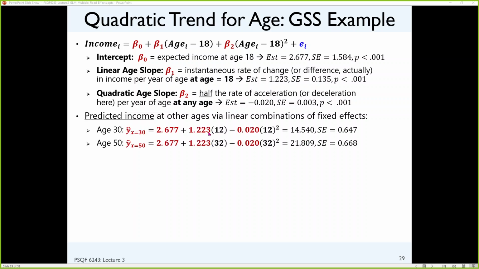And then you can figure out what the predicted income would be. So here's some examples plugging in these numbers for the fixed intercept, the fixed linear slope, the fixed quadratic.